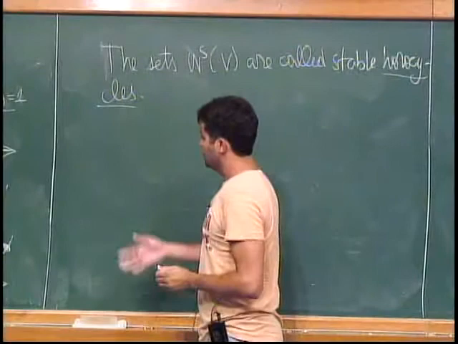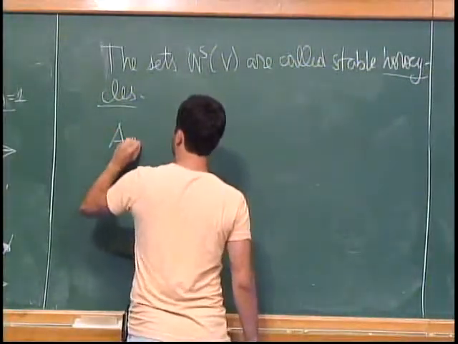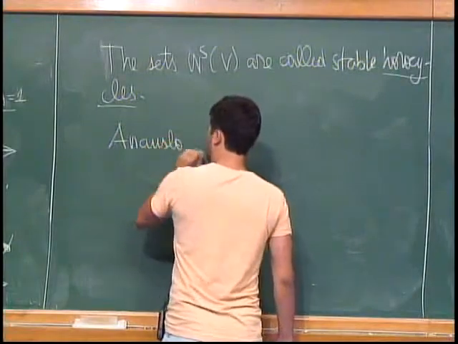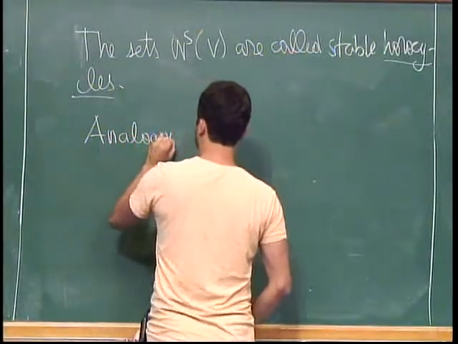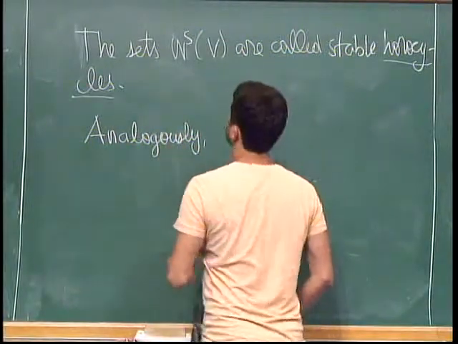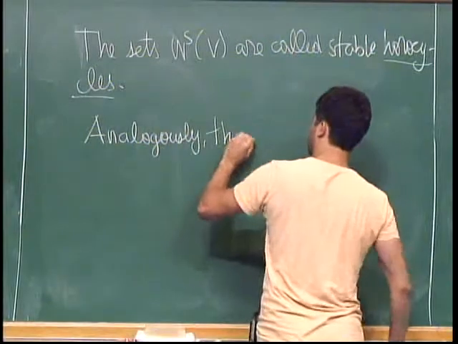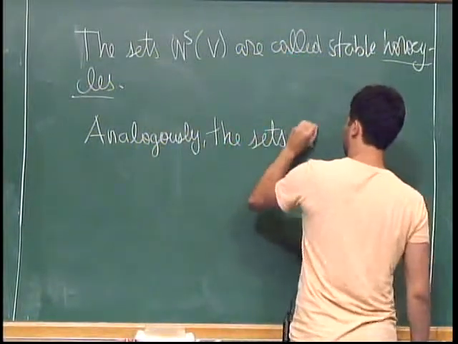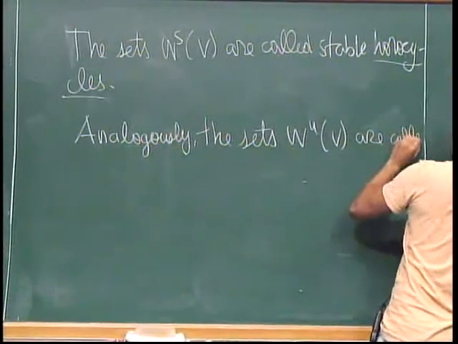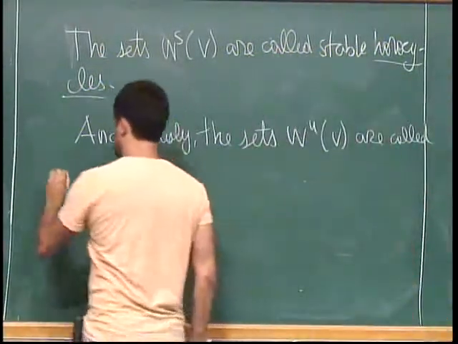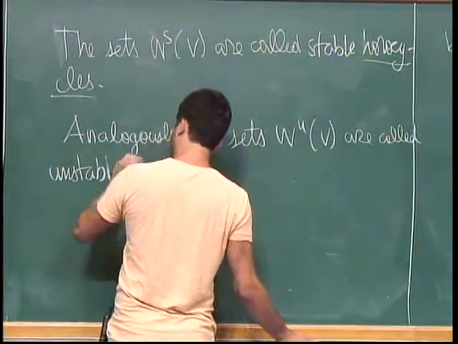So as we did for the future, we can do the same for the past, and this defines, analogously, unstable sets. These are called unstable horocycles.